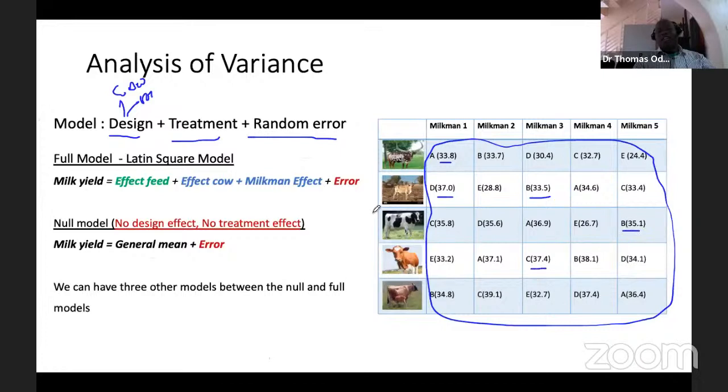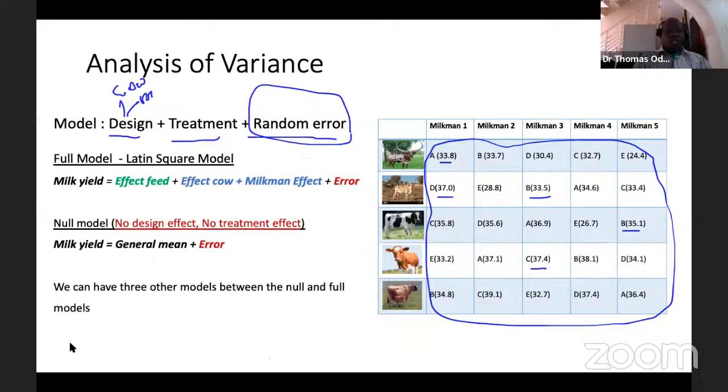And we're saying the difference could be because of the design of the study, where we had different cows and different milkmen. This could have contributed to the variation, but it would also be because we have different treatments. But even if we had the same treatment, same milkman, milking several times, we could still have variation, and that variation is captured in the random error. Are we together? I'm seeing in the chat what is going on. Yes. Okay, good.